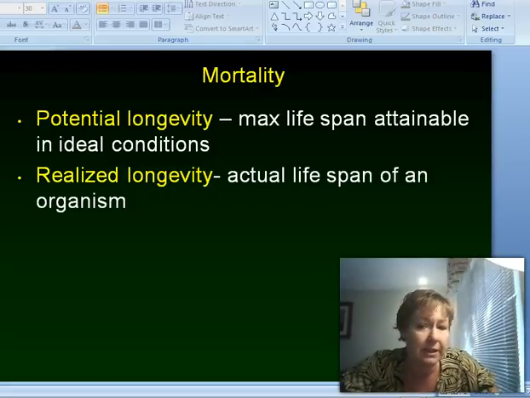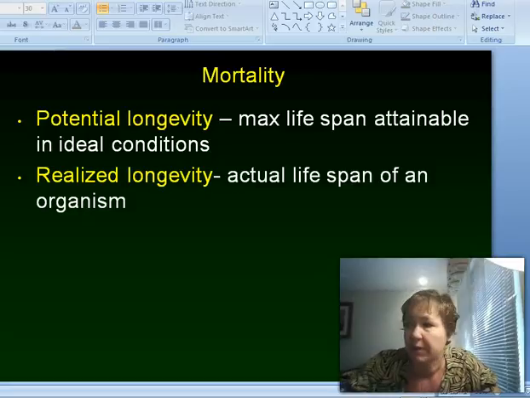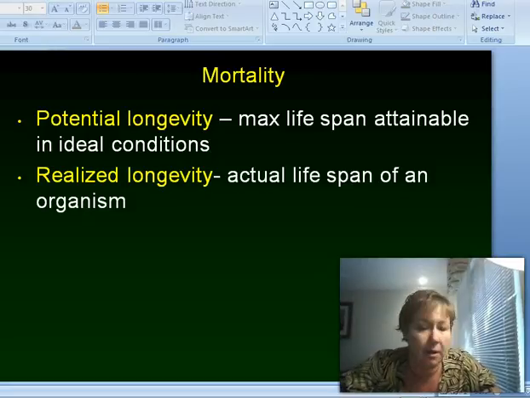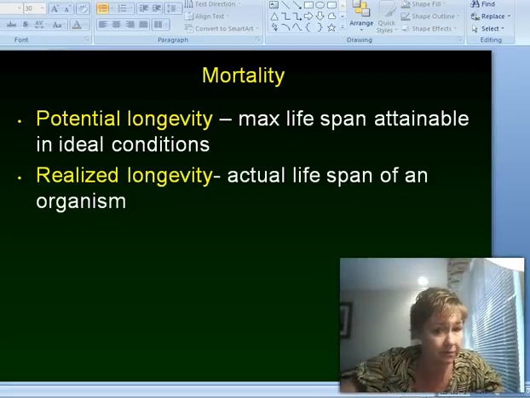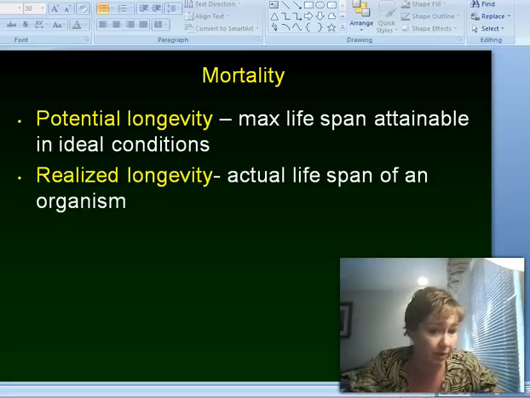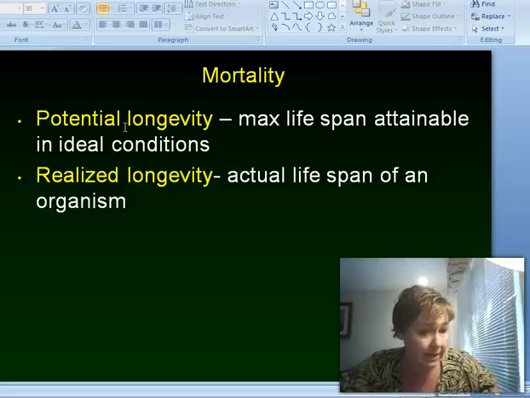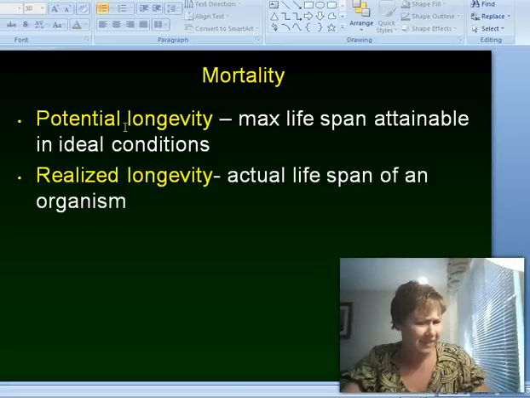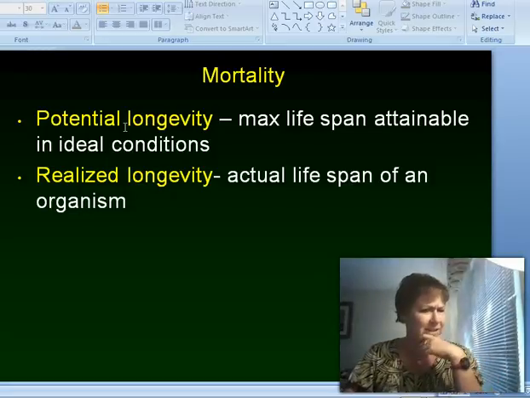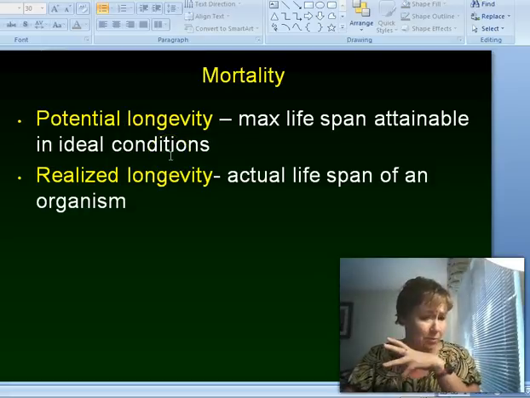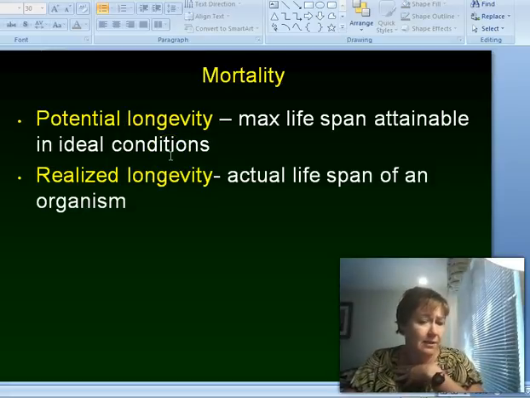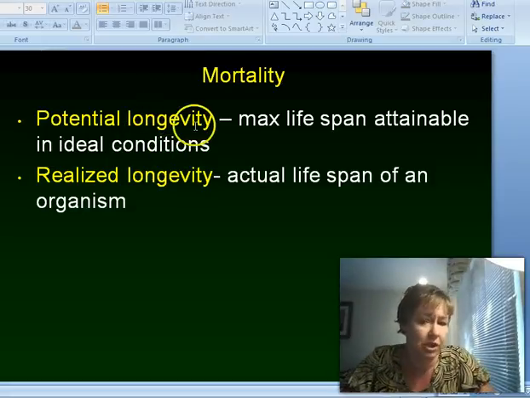Potential longevity, lifespan attained in ideal conditions, and realized longevity. So you have potential fertility and realized fertility. You also have potential longevity and realized longevity. So the potential longevity for humans is, I mean, people live to be 110, but everyone doesn't. I think the average in America is like 76 or something. It's going down. We're actually dying earlier, heart disease and things. So potential longevity is the maximum lifespan attained in ideal conditions.